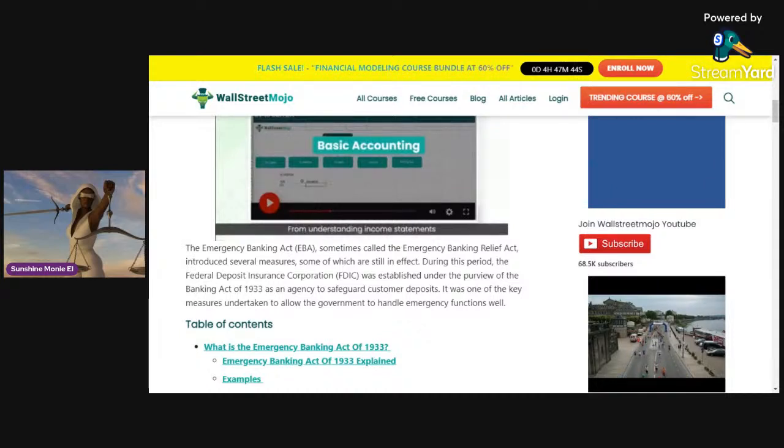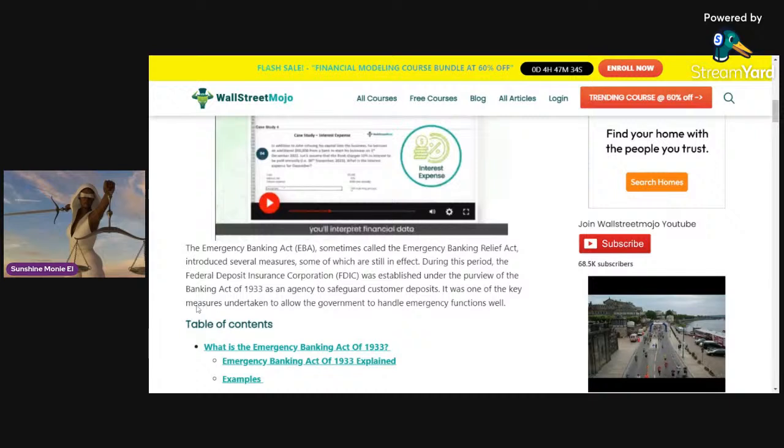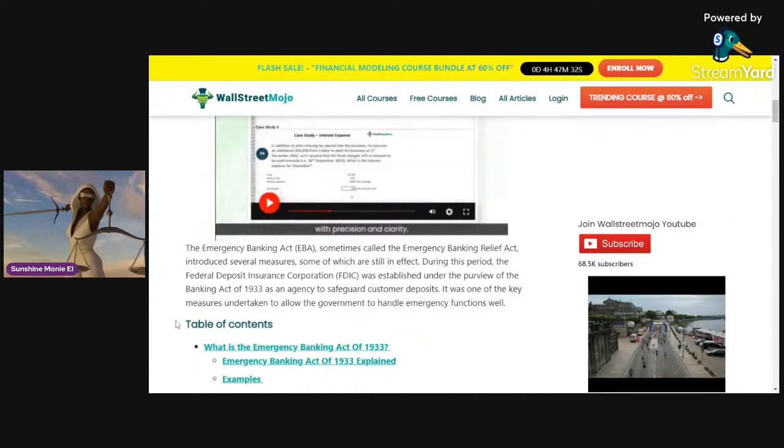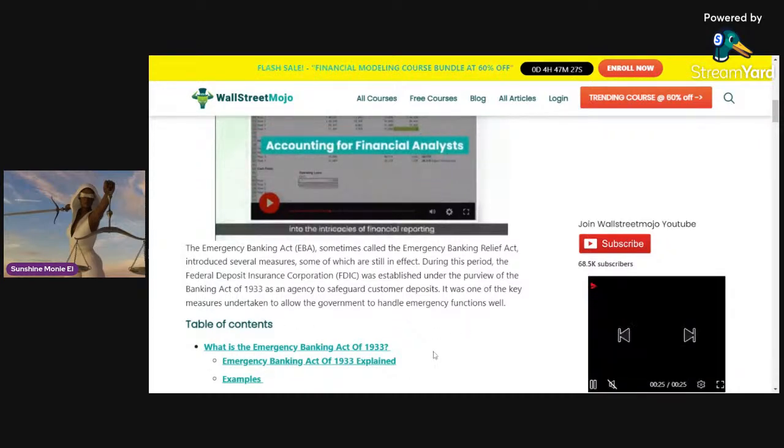The Emergency Banking Act, the EBA, sometimes called the Emergency Banking Relief Act, introduced several measures, some of which are still in effect. During this period, the Federal Deposit Insurance Corporation, the FDIC, was established under the purview of the Banking Act of 1933 as an agency to safeguard customer deposits. It was one of the key measures undertaken to allow the government to handle emergency functions well.